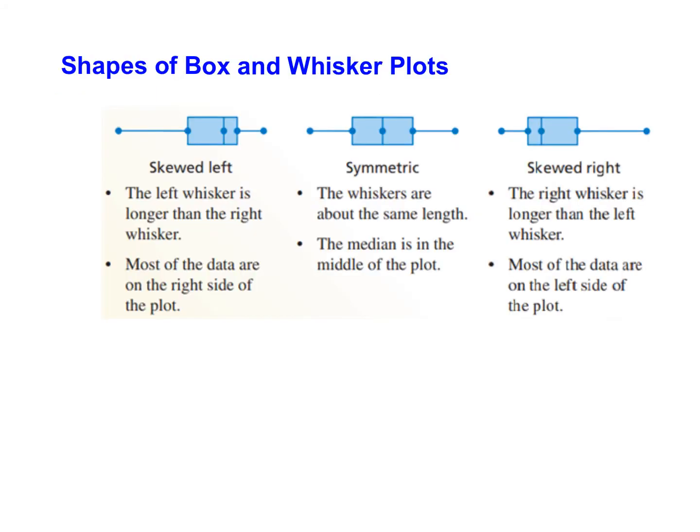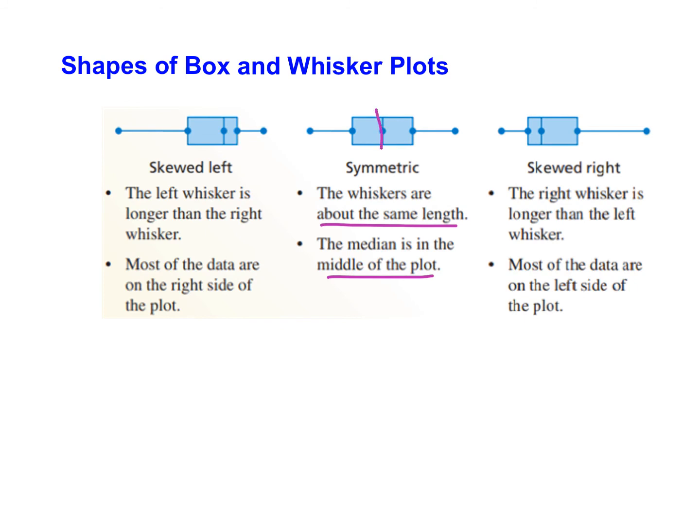So the last thing we're going to look at here is how we can analyze the shapes of different box and whisker plots. So we have something called skewed left, skewed right, or symmetric. Here you can see that basically this depends on how the data is skewed and grouped. So I'll start with symmetric in the middle. When you have a symmetric box and whisker plot, you essentially have whiskers that are about the same, and the median is in the middle of the plot.